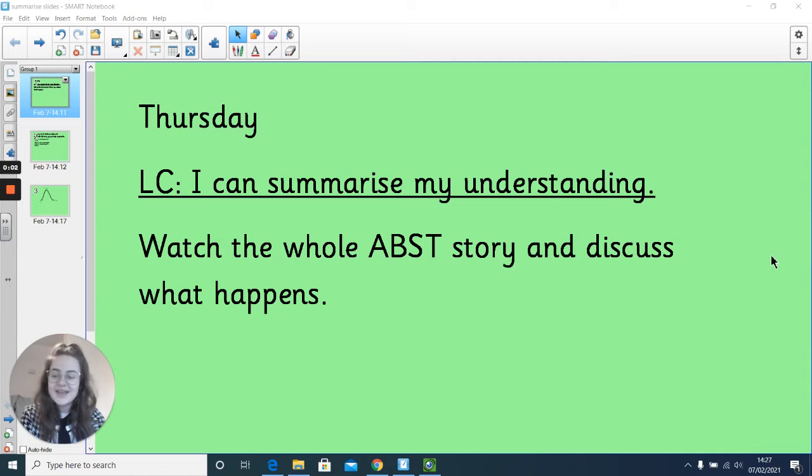Hi everybody! In today's reading lesson we are going to have a go at summarising our understanding. That means we are going to think about what happens in the story of Alan's Big Scary Teeth, and we're going to pick out the really main key points, key things that happen and key characters in the story, and we're going to have a go at writing just 3 sentences to give an overview of what happens in the story. So we're not going to retell the whole story, we're going to pick out the key points and write about the key things that happen in the story.